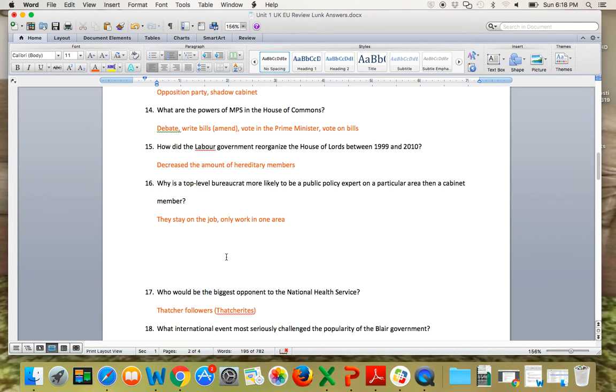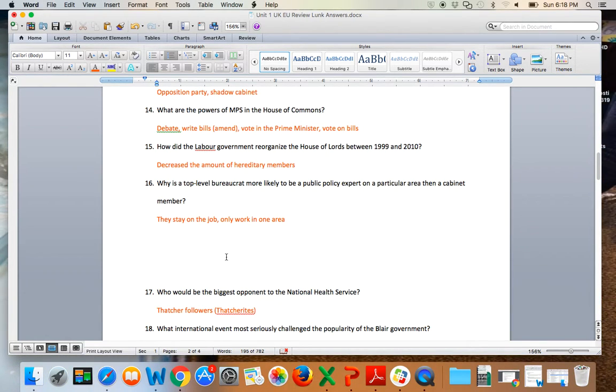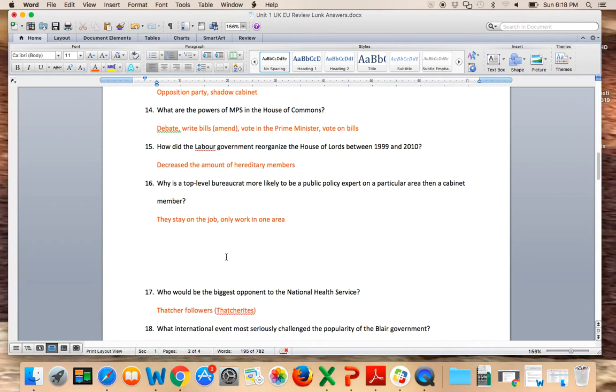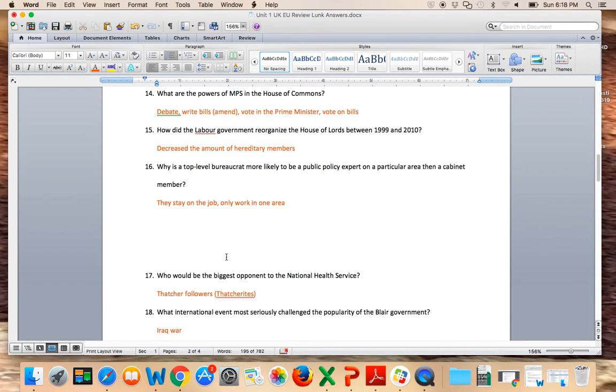Top level bureaucrats become experts because they are on the job as a career and they stay within one area and continue to work, whereas cabinet members are appointed and work for a very limited time.